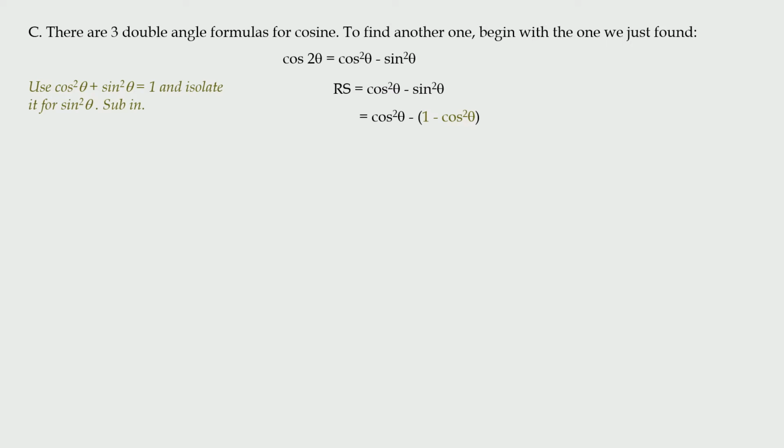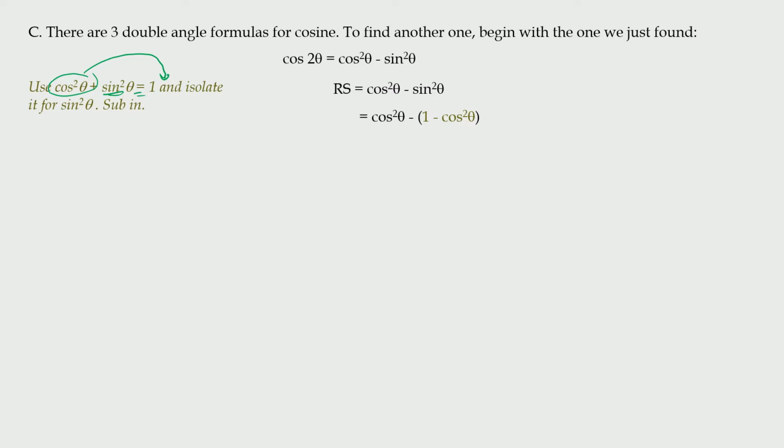Let me just be clear on what I did here. I took this formula, I took the cos squared, brought it over here, so that left me with sine squared equals 1 minus cos squared. So instead of sine squared, I put in 1 minus cos squared. Okay, so then we've got that.